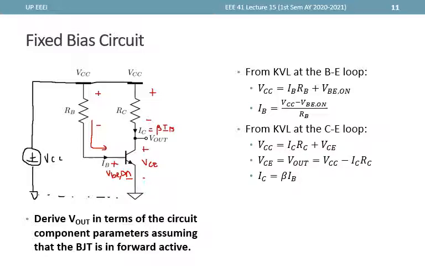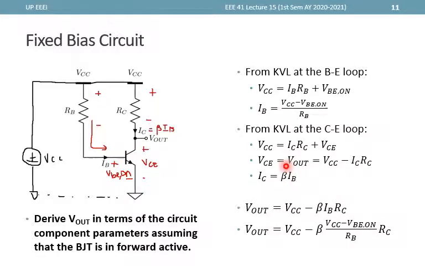Now this VCE is also actually V out, so we can replace VCE by V out, and when we isolate this we get VCC minus ICRC. Now using the fact that at forward active IC is equal to beta IB, we can rewrite this as V out is equal to VCC minus IC, which is beta IBRC, and then IB is actually equal to VCC minus VBE on over RB.